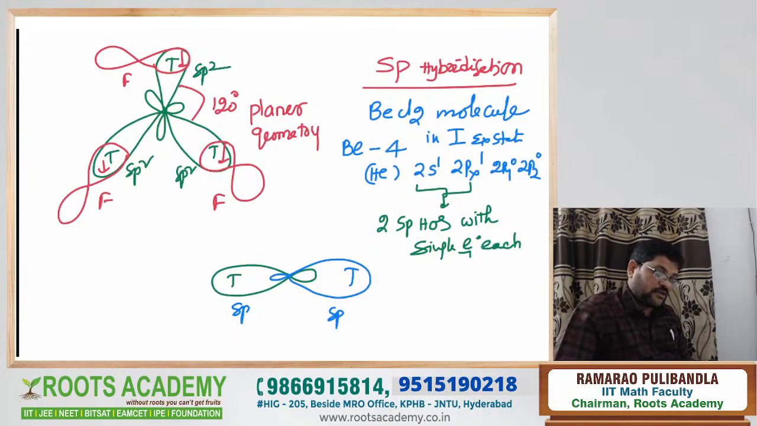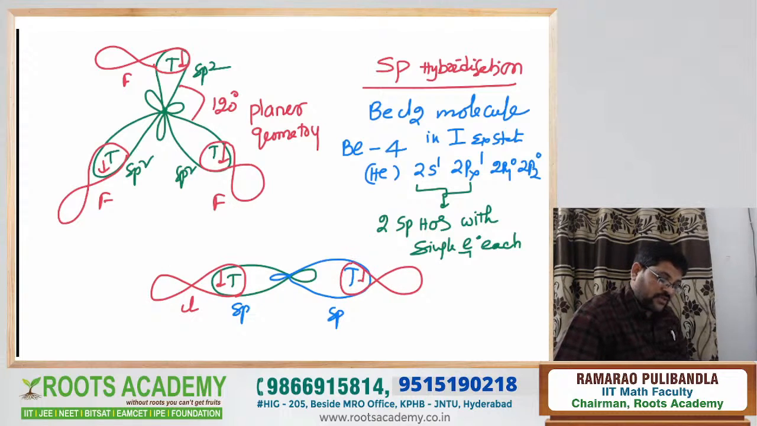Now chlorine. In the chlorine, 2pz has a single electron. In the surrounding atom of chlorine, 2pz has a single electron. Hybrid orbitals always overlap head-on. Therefore, the 2pz atomic orbital of chlorine with the single electron overlaps head-on with this sp hybrid orbital and forms a sigma bond.